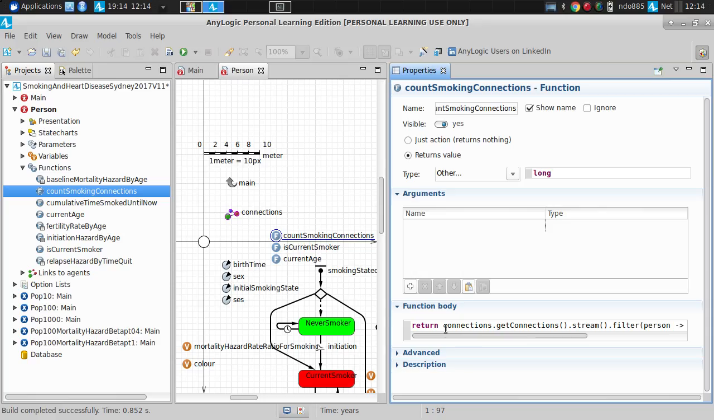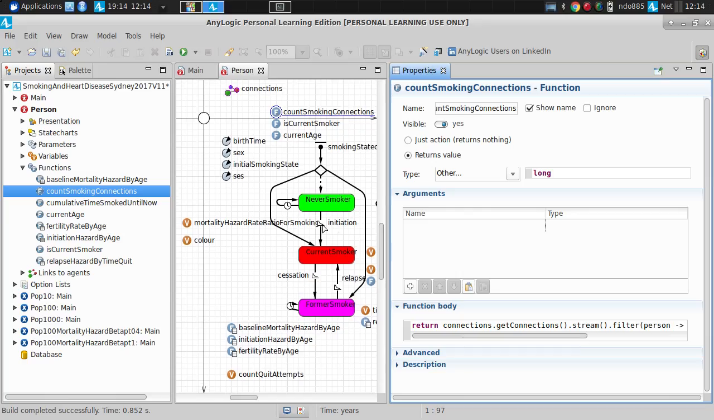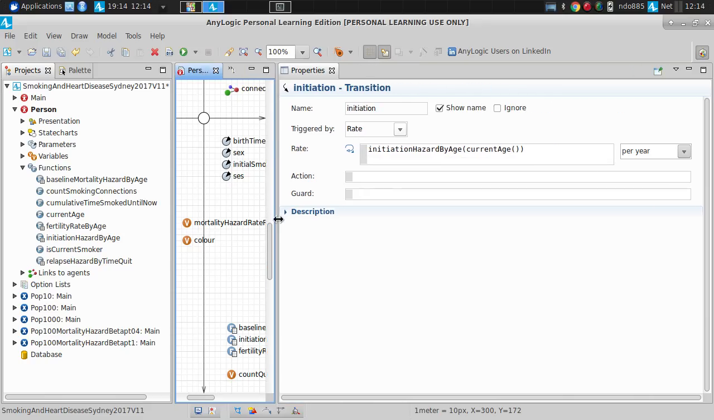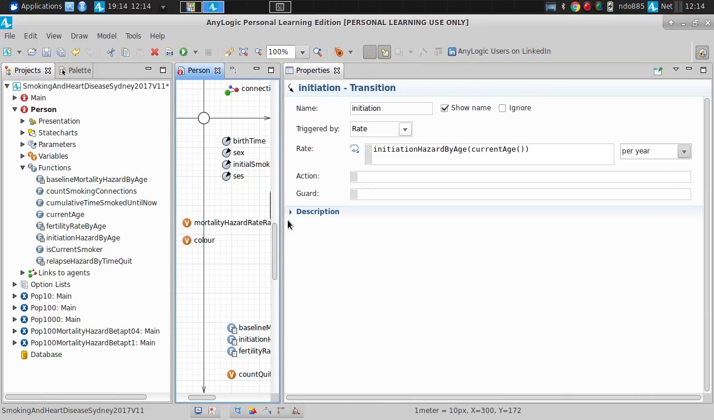Okay, that's as bad as it gets. And believe me, it's less bad than doing it another way in my book. Okay, ladies and gentlemen, we're going to go to initiation here. And what we're going to do is have their likelihood of initiating be dependent on the number of their connections that are smokers. What do you think?